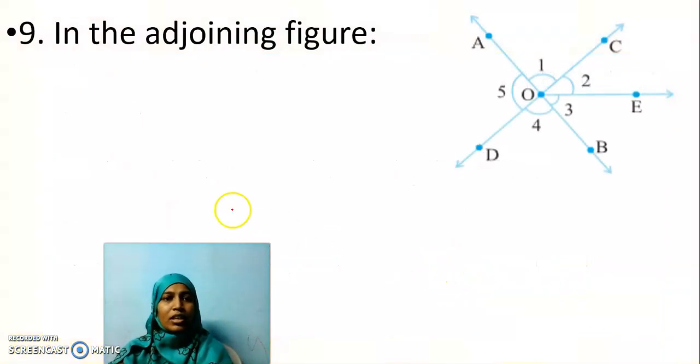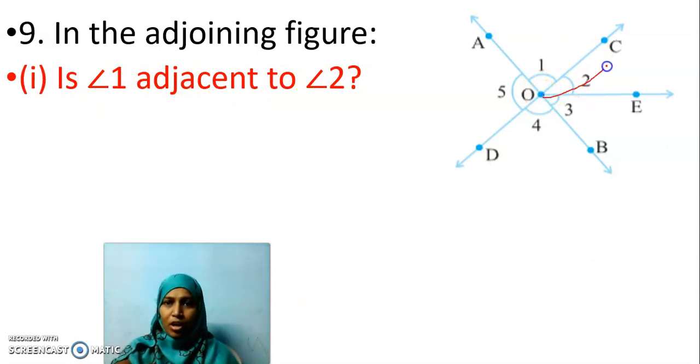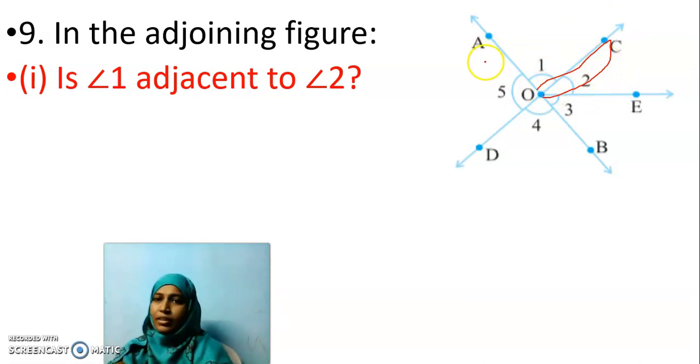The next is, in the adjoining figure, is angle 1 adjacent to angle 2? Common vertex. OC is the common arm. And these two arms are lying on either side of this common arm. So angle 1 and 2 are adjacent. Hope you understood. Whenever you come across the word adjacent, 3 points should strike your mind.